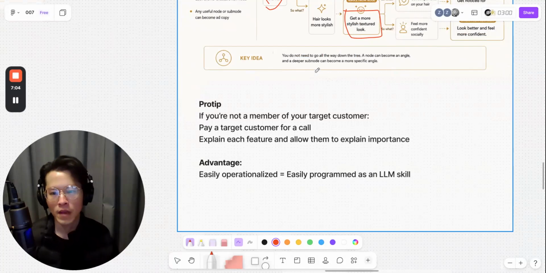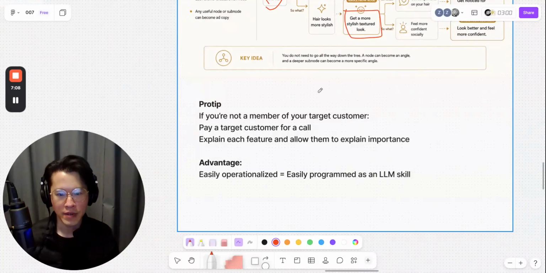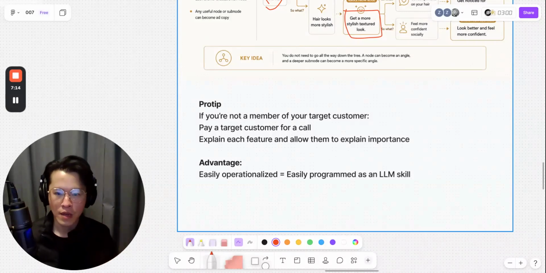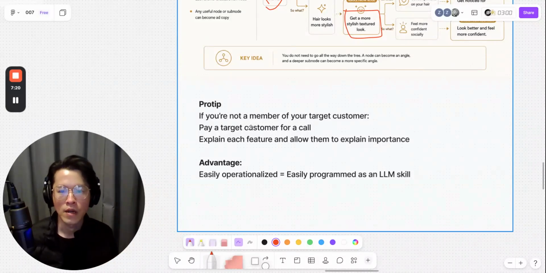So here's a pro tip. If you're not a target member of your target customer base, meaning that you don't have a lot of deep insights regarding your customer, what you could do is just pay a target customer or go on to Upwork, for example, and hire a member of your target customer group.